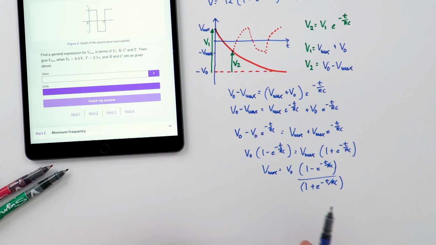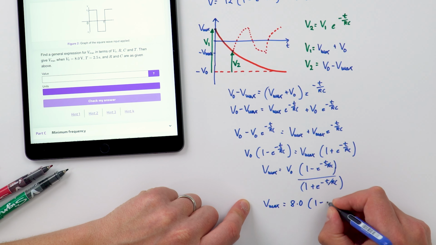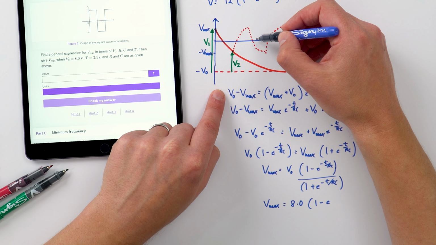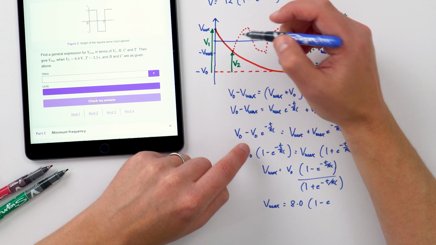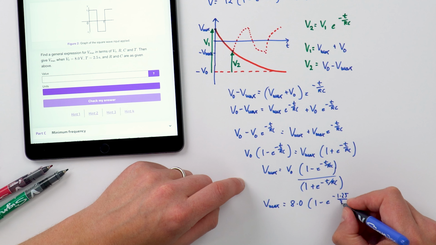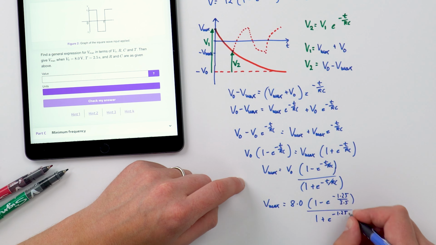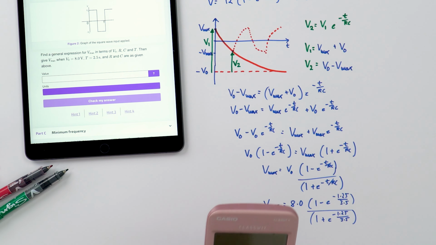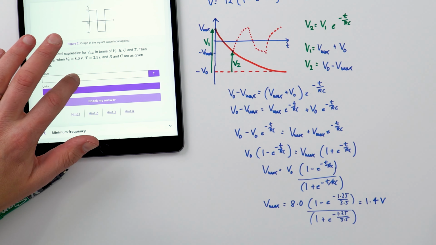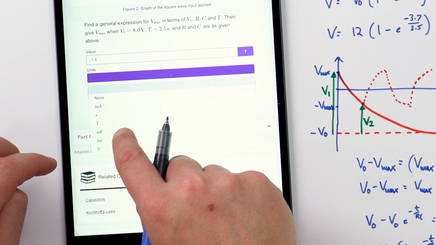Now we can add some data into this. So Vmax is equal to 8.0 times 1 minus e to the minus... Well, the time for one complete wave cycle is 2.5 seconds, so half the wave cycle as it's discharging is going to be 1.25. And the time constant we worked out earlier is 3.5, divided by 1 plus e to the minus 1.25. And then we can simply work this out on the calculator, giving a value equal to 1.4 volts. Okay, so let me just check that's correct.